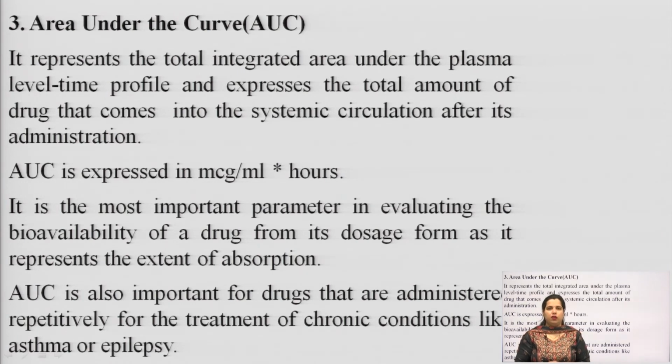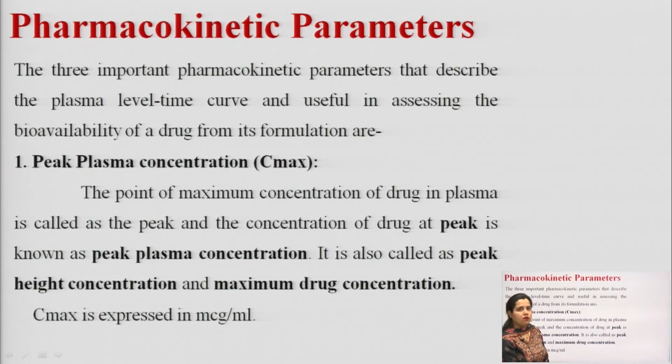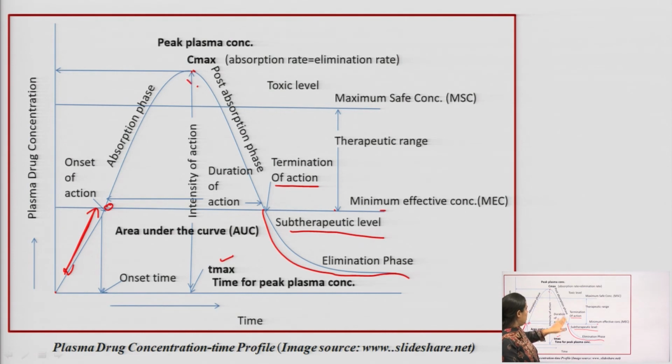Area under the curve, AUC, represents the total integrated area under the plasma level time profile and expresses the total amount of drug that comes into the systemic circulation after its administration. That means it is the total area under the curve, representing the total amount of the drug that comes to the systemic circulation once it is administered. You see, this total area is AUC.